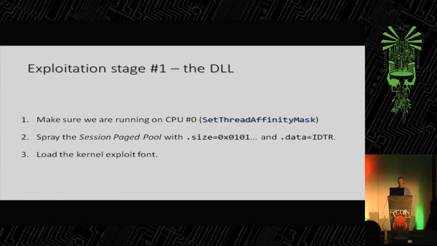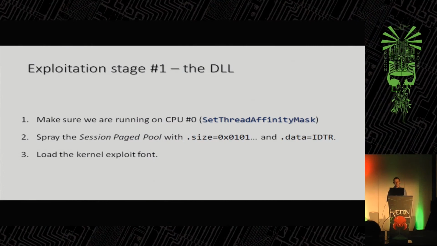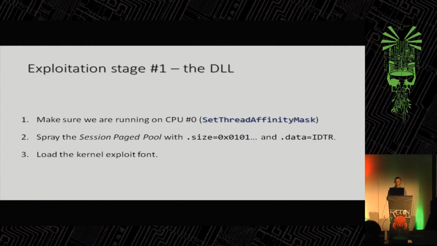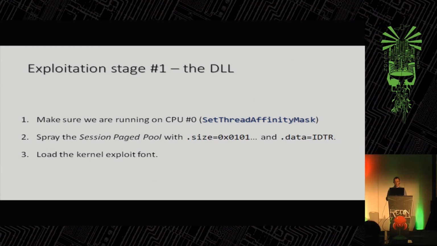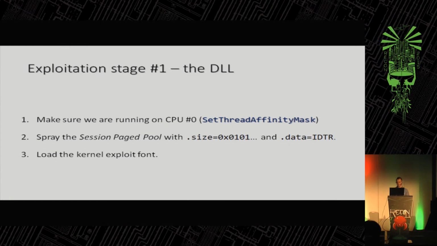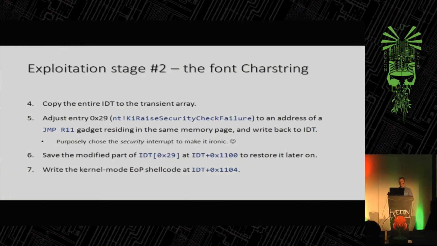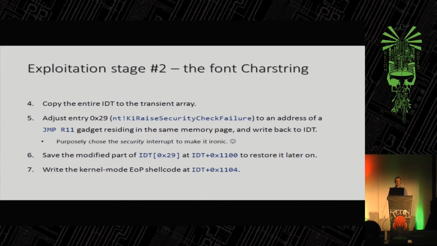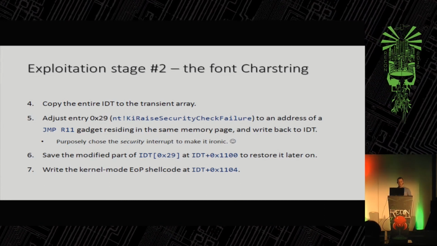So what we should do in the second stage DLL is just make sure that we are running on CPU0 using a single API function, spray the session pool as I showed before, and just load the kernel exploit font and let it do its work. And inside of the font charstring, inside of the loaded font, we first copy the entire IDT into the transient array.